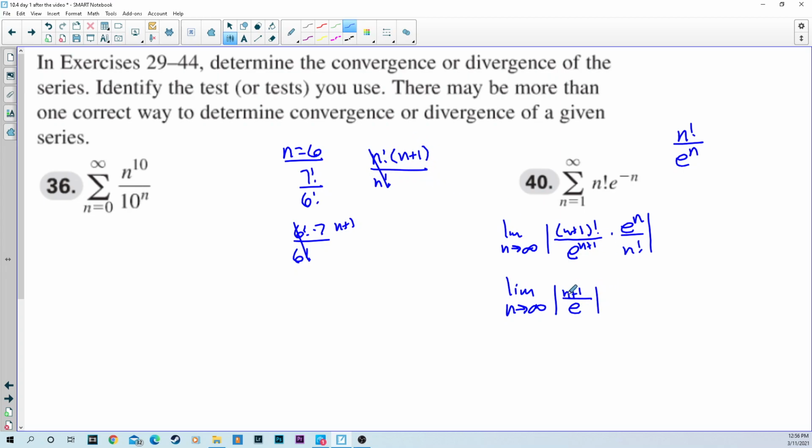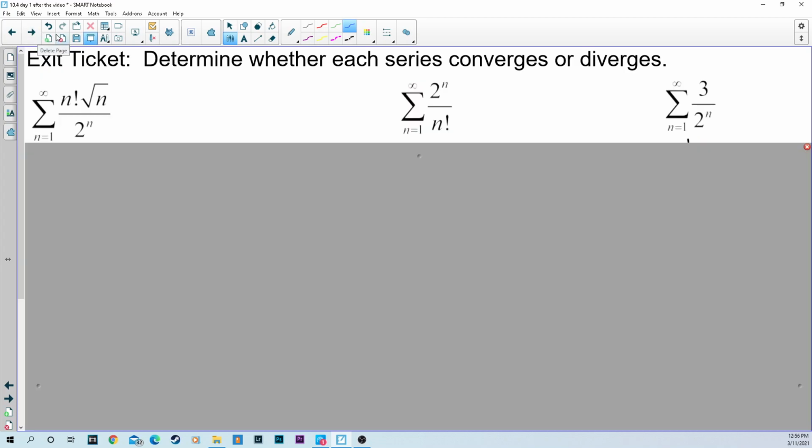Well, if the top is going to infinity and the bottom is staying constant, this is equal to infinity, which is definitely greater than 1. This diverges by ratio test. Well, that stayed fairly quick since I deleted the ink off of it.